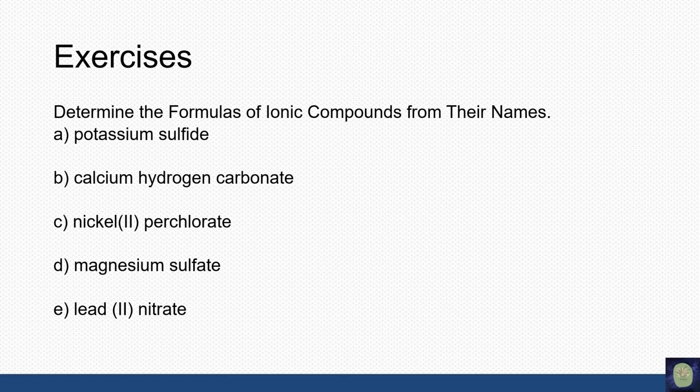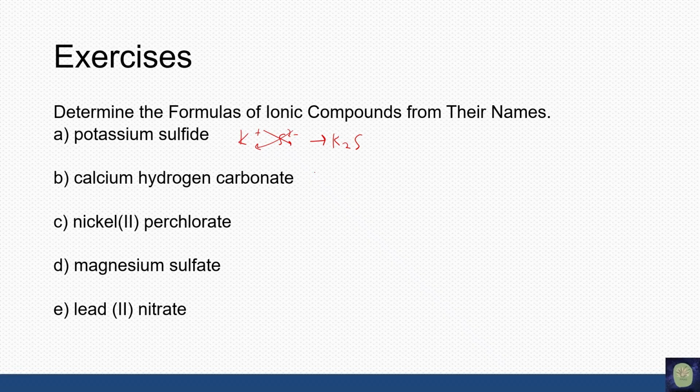Now, earlier, we provided the name from the compound. So now, let's have the formula from the name. So for example, potassium sulfide, we need to first write the ions. Potassium, and then sulfide, we have S 2 negative. Then we do the crisscross, K2S. Okay, simple as that.